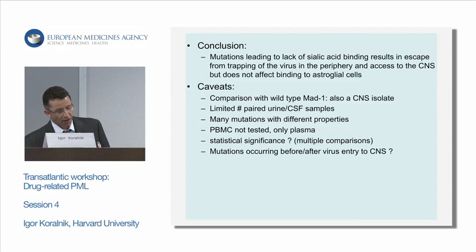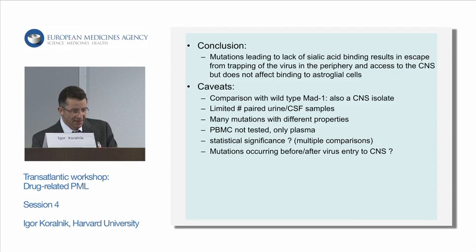they compared the CNS isolate with what they call the wild-type isolate, which is MAD1. But in fact, MAD1 is also a CNS isolate. It was initially derived from the brain of a patient with PML. So wild-type is actually a CNS isolate.